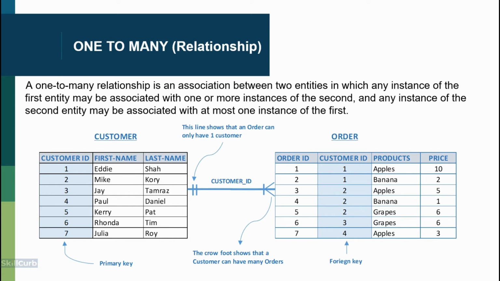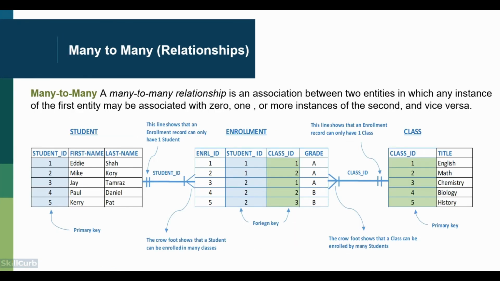Majority of the tables would fall into this category. Again, if you look at this example, customers can put multiple orders and an order can only be placed by one customer. Third type of relationship is many-to-many relationship.